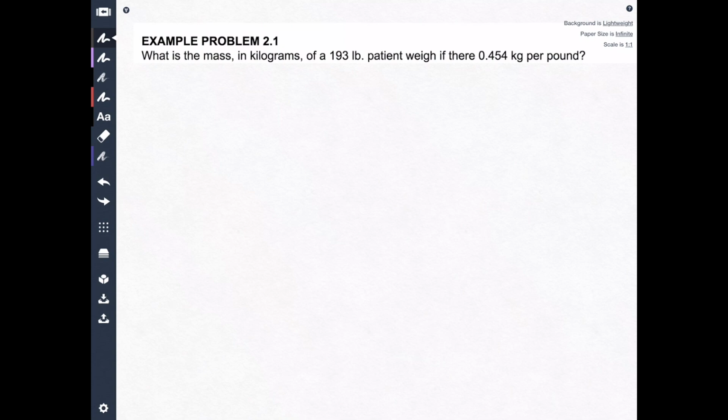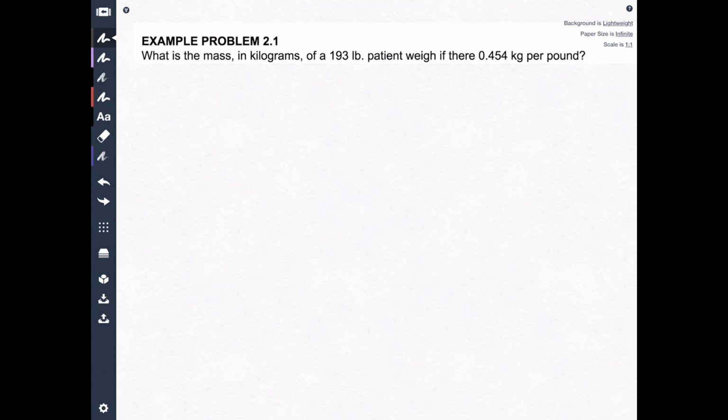This example problem comes to us from experiment 2, which is called Conversion Factors and Calculations. Can't emphasize enough how important this stuff is. Conversion factors, you're going to do it all the time. It's never going to leave you. It's in every science. It's in biology, chemistry, physics, medicine, pharmacy, you name it. We convert. That's just what we do.